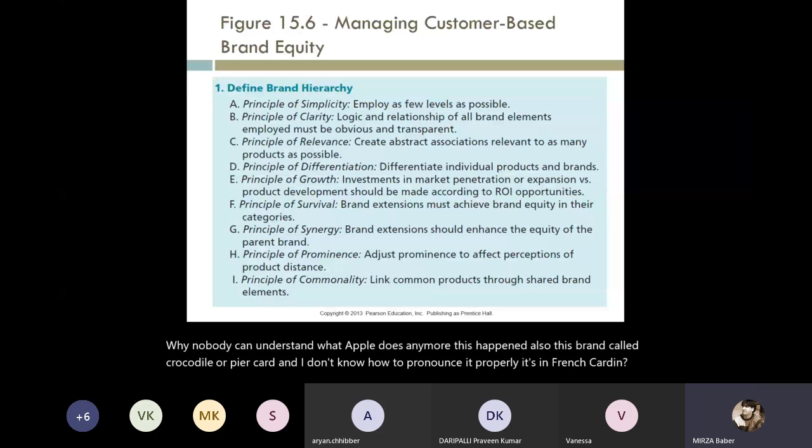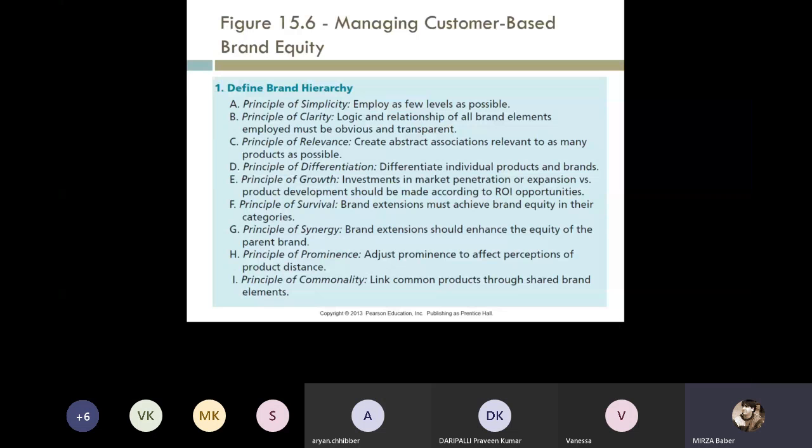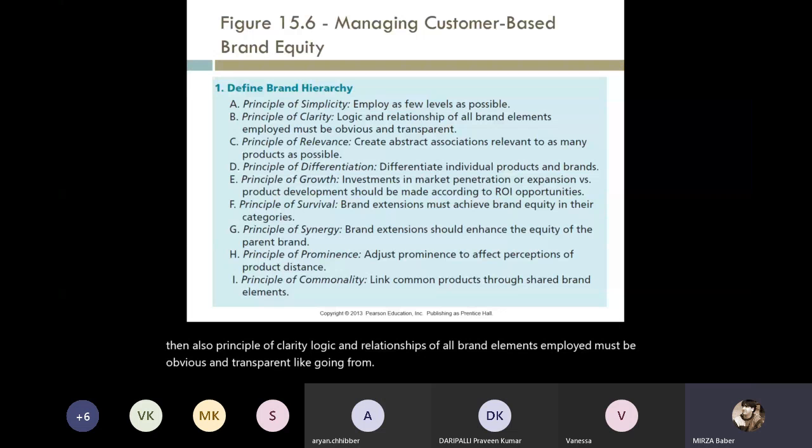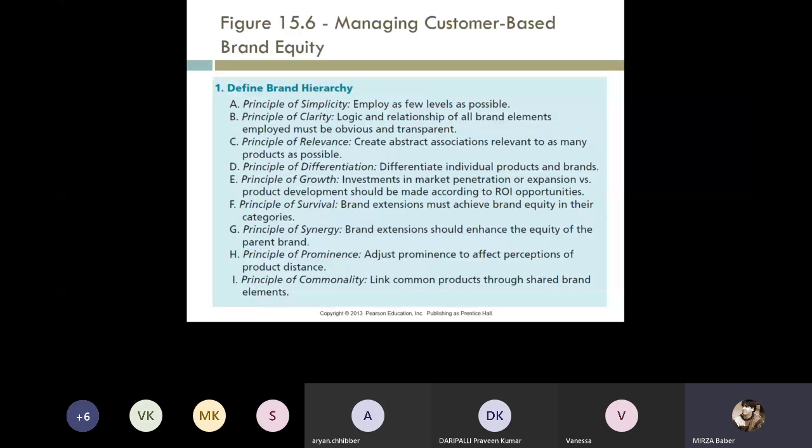Then there's also the principle of clarity. Logic and relationships of all brand elements employed must be obvious and transparent. Take for example, the iPod turned into the iPod Nano and the iPod Touch. The iPod Touch was configured more into the iPhone, a touchscreen-based phone. The iPhone led to the iPad, and then the iPad Pro, which is more of a multitasking computer-like technology. So there's clarity in those relationships.